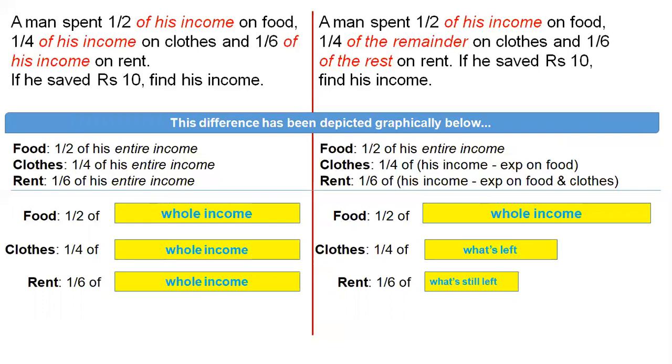So on the left we had 1/2 of a rectangle, 1/4 of a rectangle, 1/6 of a rectangle. All the rectangles were of the same size, that is his entire income. On the right side, it is 1/2 of a rectangle, that is his income. 1/4 of a smaller rectangle, the rectangle from which the expenditure on food has been subtracted. And rent is 1/6 of still a smaller rectangle. From his income, we have subtracted both the expenses on food and clothes.